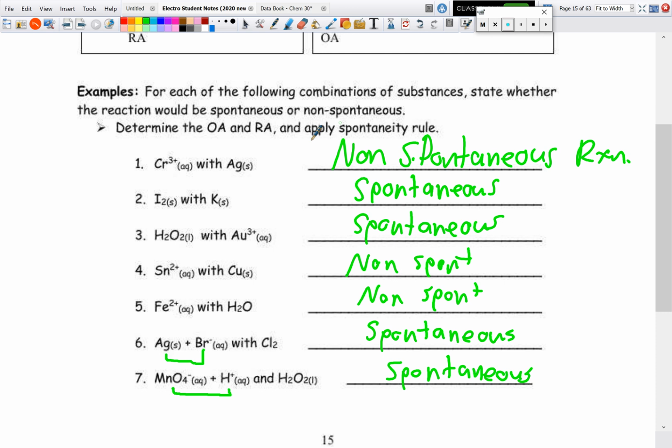And here are the answers. So of course we have 2 is spontaneous, 3 is spontaneous, 4 and 5 are both non-spontaneous, and 6 and 7 are spontaneous as well. So in all the spontaneous reactions, the oxidizing agents were above the reducing agents on our chart, and the non-spontaneous ones, just like our first example, had the reducing agent above the oxidizing agent on our chart.